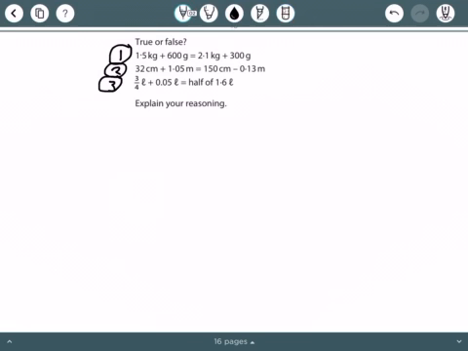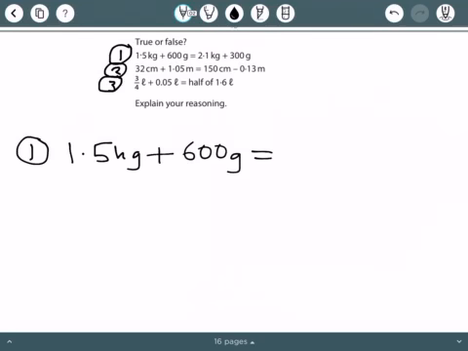So if we change it on number 1, if we change each measurement so that it's grams, that will help us. So the first one is 1.5 kilograms add 600 grams is equal to 2.1 kilograms added to 300 grams. And they're saying, is that true or is that false? Well, let's have a look.